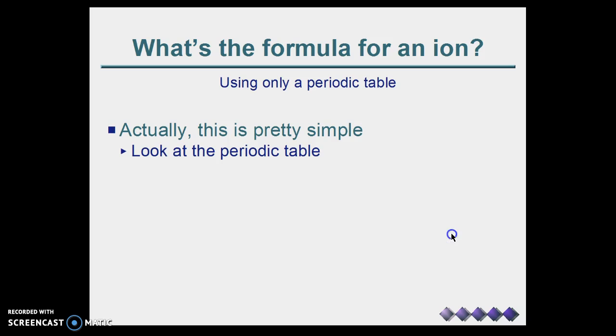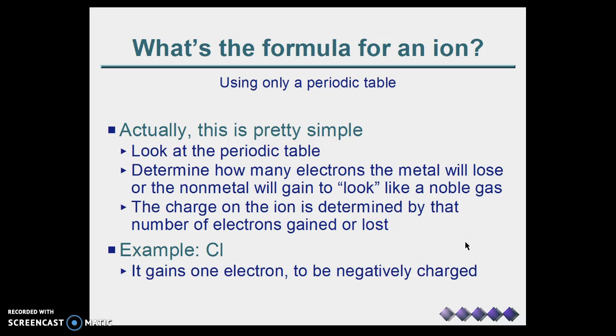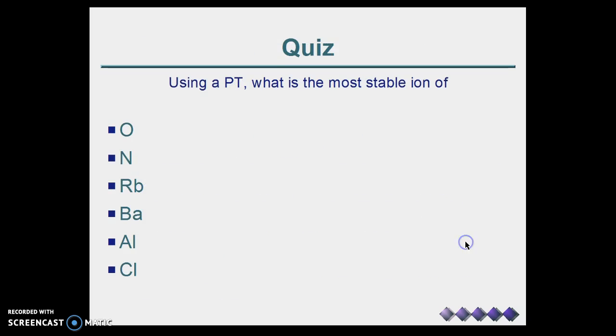And look at the periodic table again and try chlorine. This gains electrons. It gains 1 electron, that's negatively charged, so it has a Cl- ion. That's the ion of chlorine.